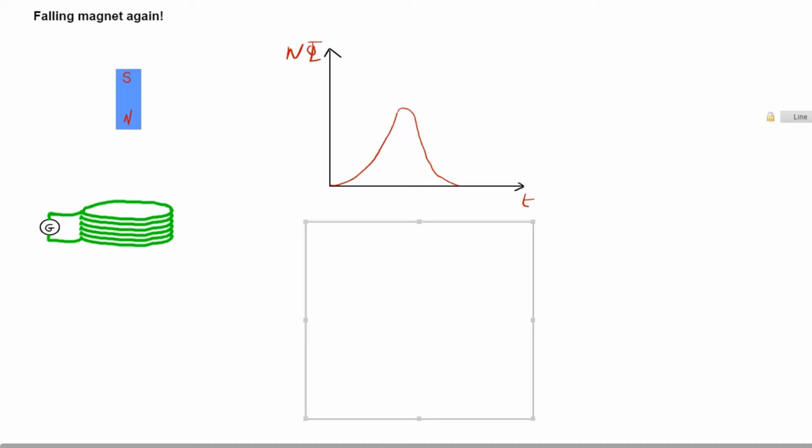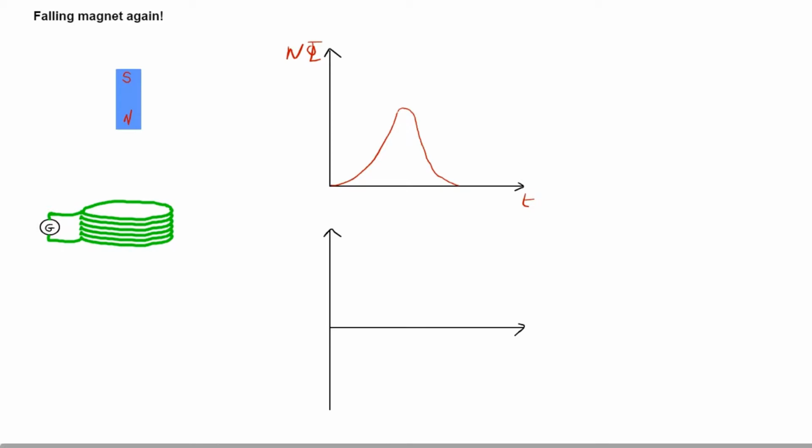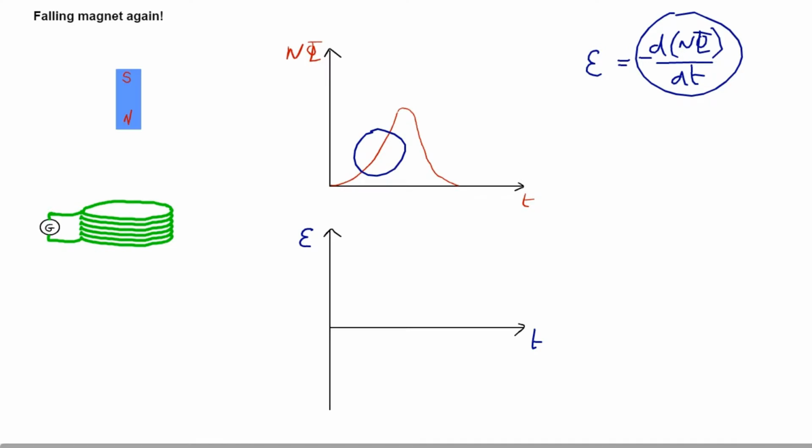What we're of course interested in, because of Faraday's and Lenz's law, is the induced EMF. So on this graph, that's exactly what we're going to plot: induced EMF against time. The main thing we have to remember is the law itself, which is that the induced EMF is proportional to the rate of change of flux, so minus dΦ by dt. That of course is minus the gradient of this line.